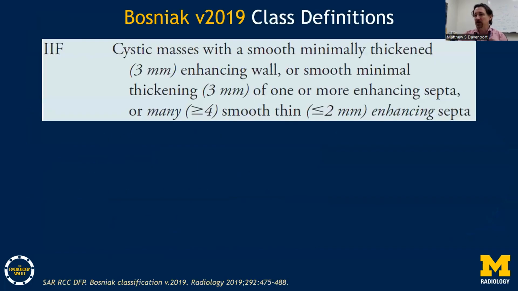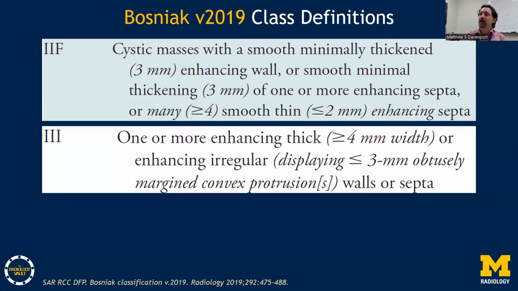Now I'm going to show you a simplified version of how to think about the 3 major classes, which are 2F, 3, and 4. So version 2019 says a Bosniak 2F mass is something that's got smooth, minimally thickened enhancing wall, or smooth, minimal thickening of 1 or more enhancing septa, or many smooth, thin enhancing septa. So the key terms here are minimally thickened, which is 3 millimeters, or many, which is 4 or more septations. So think about minimally thickened or many, and that's 2F. 3 is 1 or more enhancing thick or irregular walls or septa. There's the definitions there. So if 2F is minimally thickened or many, 3 is thick or irregular.